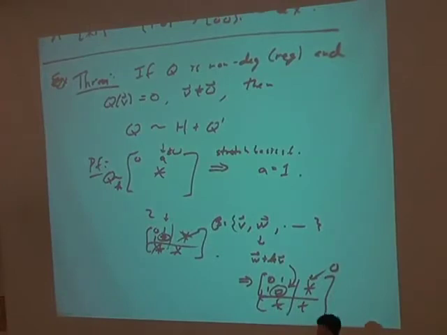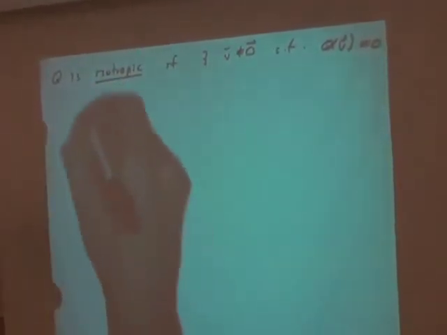Okay, any questions? Okay, I'm already flying a little bit behind, so let me just mention some quick things. Professor Parimala talked about isotropic and anisotropic vectors. So we know that Q is isotropic if there exists some vector v not equal to 0 such that Q of v is equal to 0, and anisotropic otherwise.